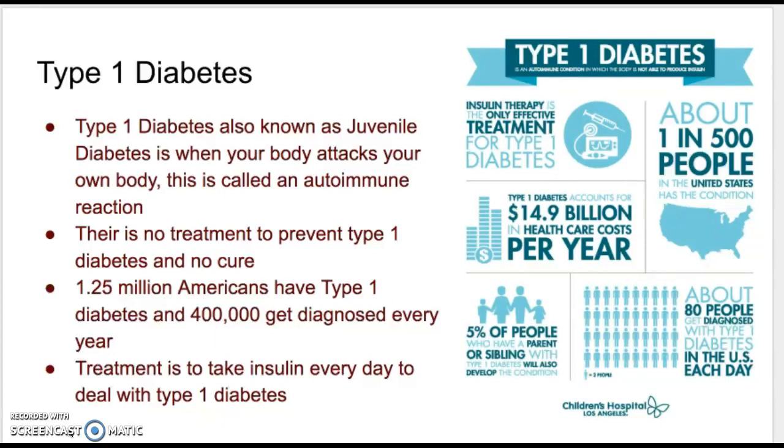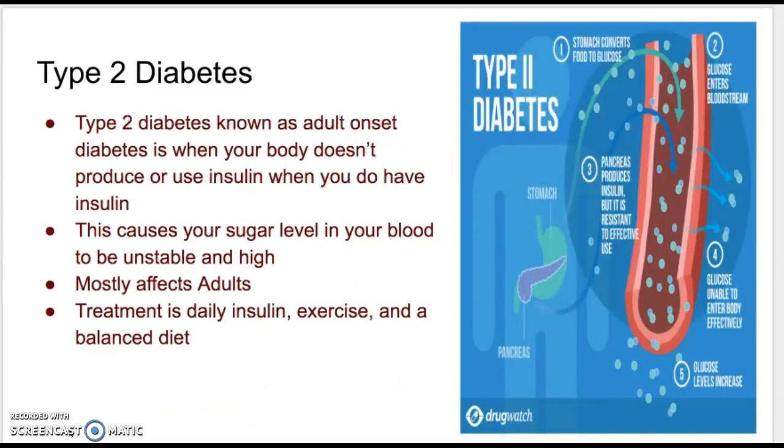Luckily, type 1 diabetes isn't as prevalent as the other types of diabetes. There's only about 1.25 million Americans with type 1 diabetes and only 400,000 people getting diagnosed per year. Type 2 diabetes is when your body produces none or too little insulin. You could get rid of diabetes through daily exercise and a balanced and healthy diet.